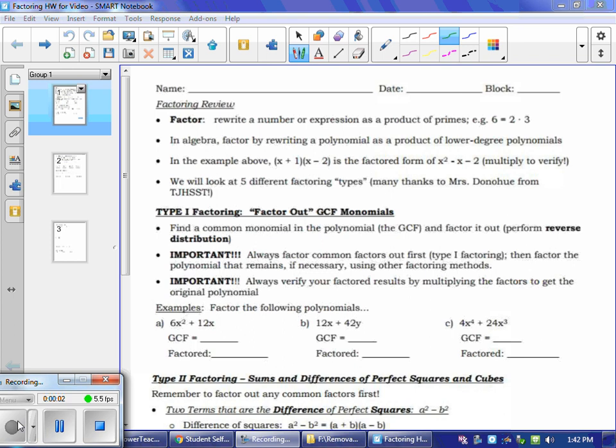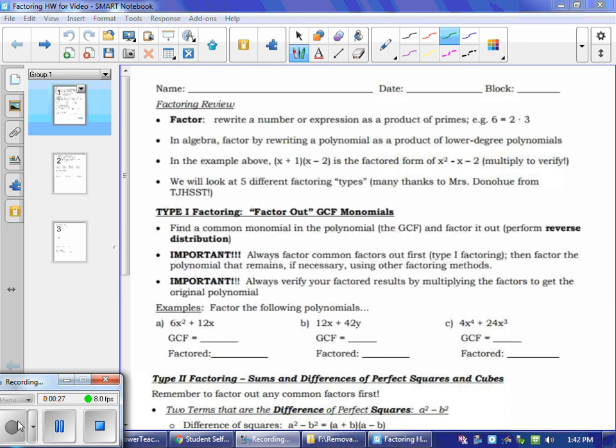Okay, this is a review on factoring. First of all, the word factor. In mathematics, factors are simply numbers that are multiplied together. So any two numbers or multiple numbers that you want to multiply together are factors. For example, if you look over here, 6 is the product, meaning two factors multiplied together, of 2 and 3.